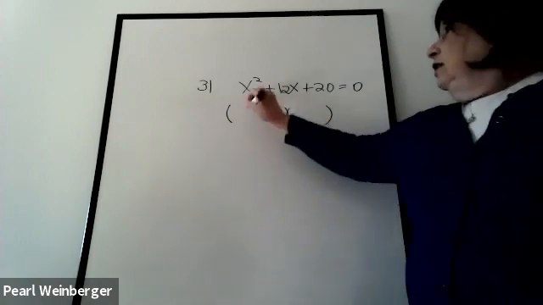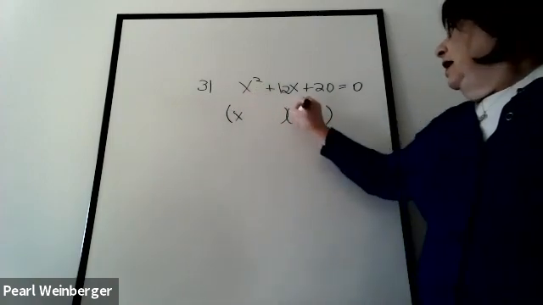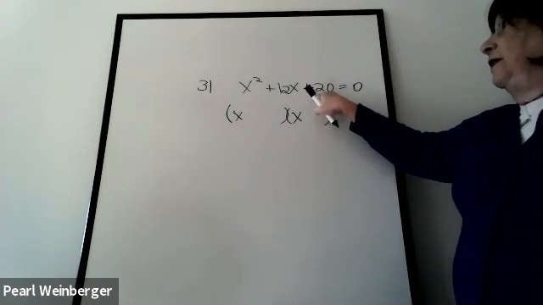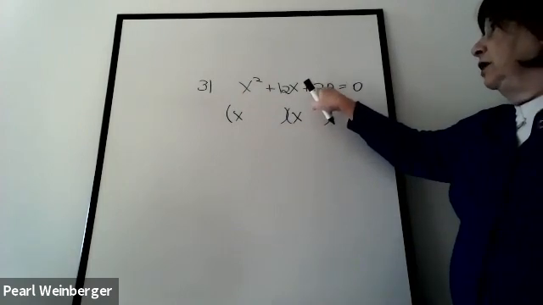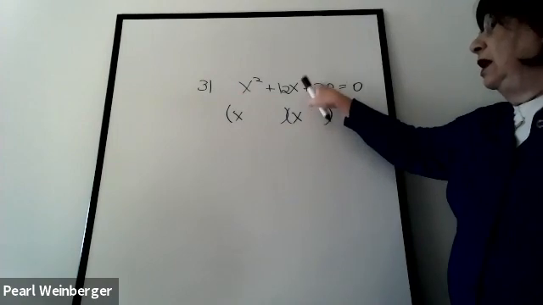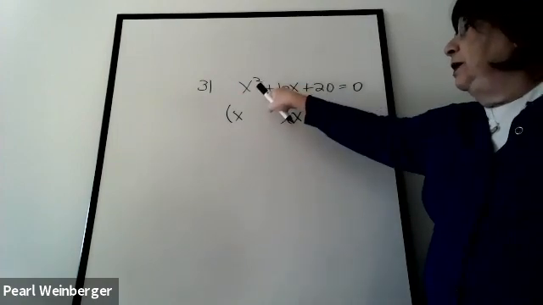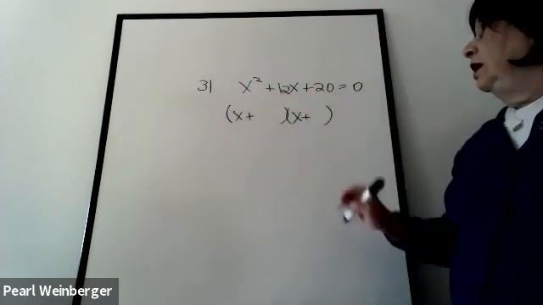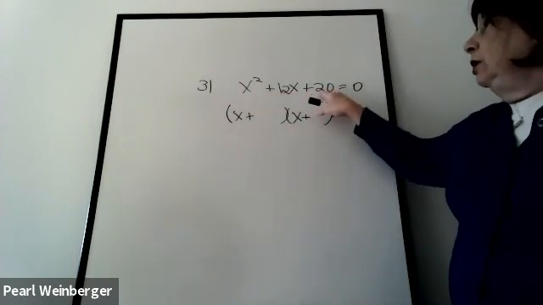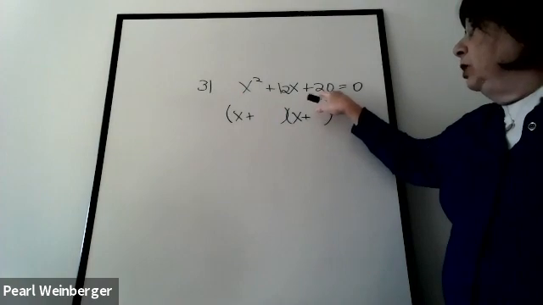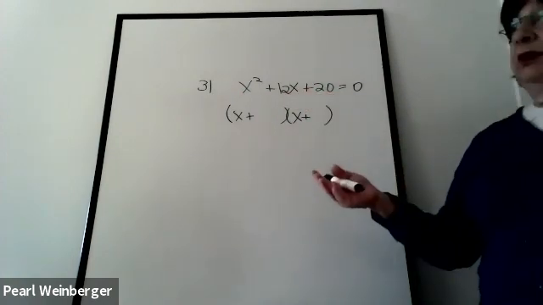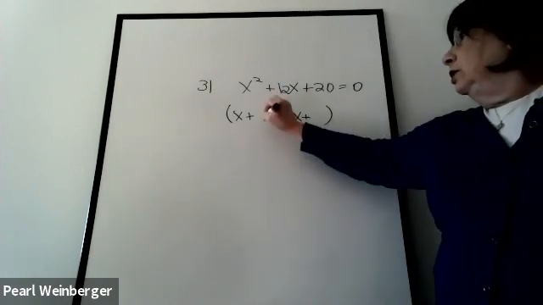The x squared I break up into x and x. Again, I look at my last term, it's positive. That means both numbers are going to have the same sign. And since the middle term is positive, it means both of them have to be positive. And I'm looking for two numbers that multiply to 20, but when we add them, they give us 12. Well, that can only be 10 and 2.